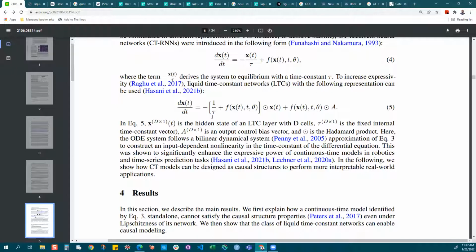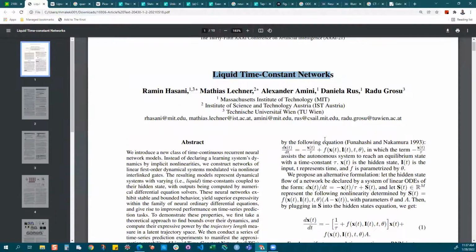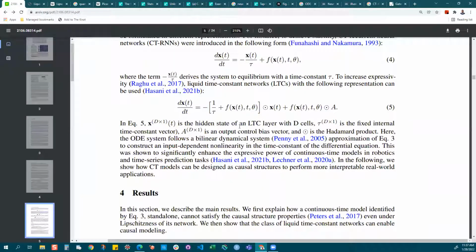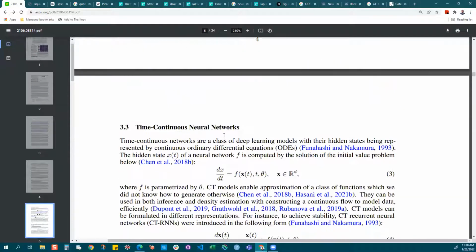And then this is the equation for that liquid time constant. This is derived from this other paper, which is a more theoretical paper than this one. And then they talk about introducing an output controlled bias vector and using a Hadamard product here as well. So this was an overview of the theory.